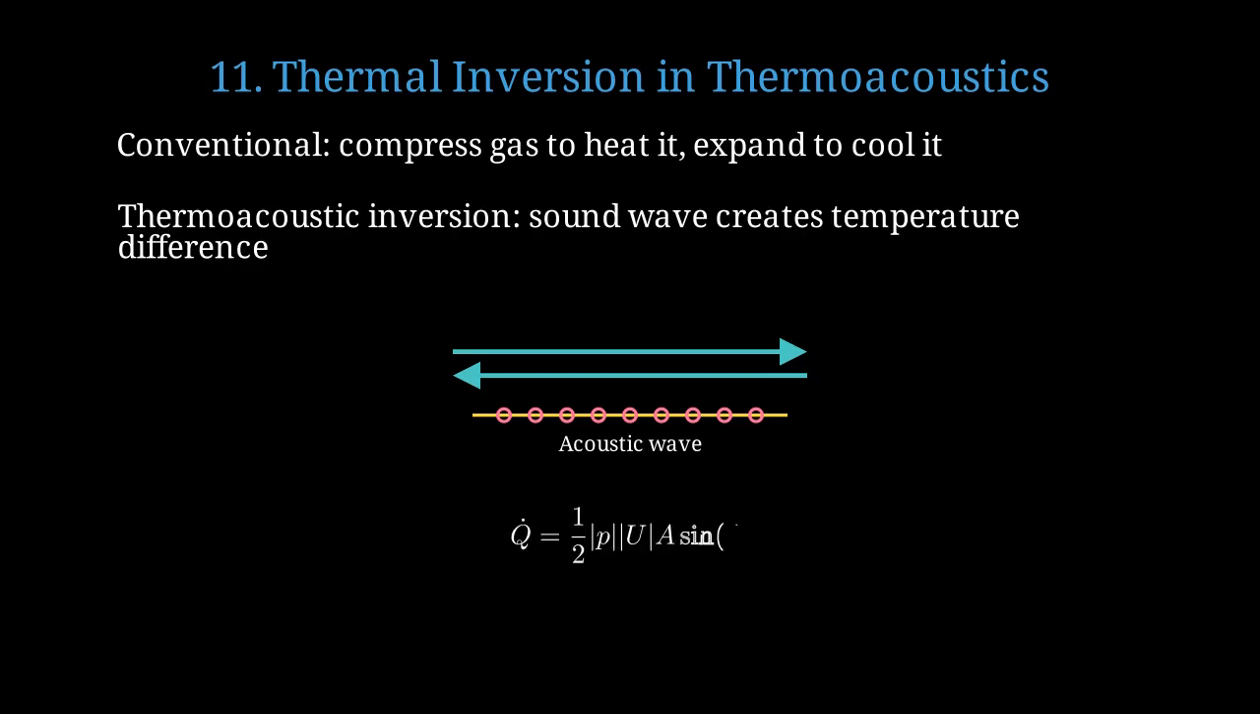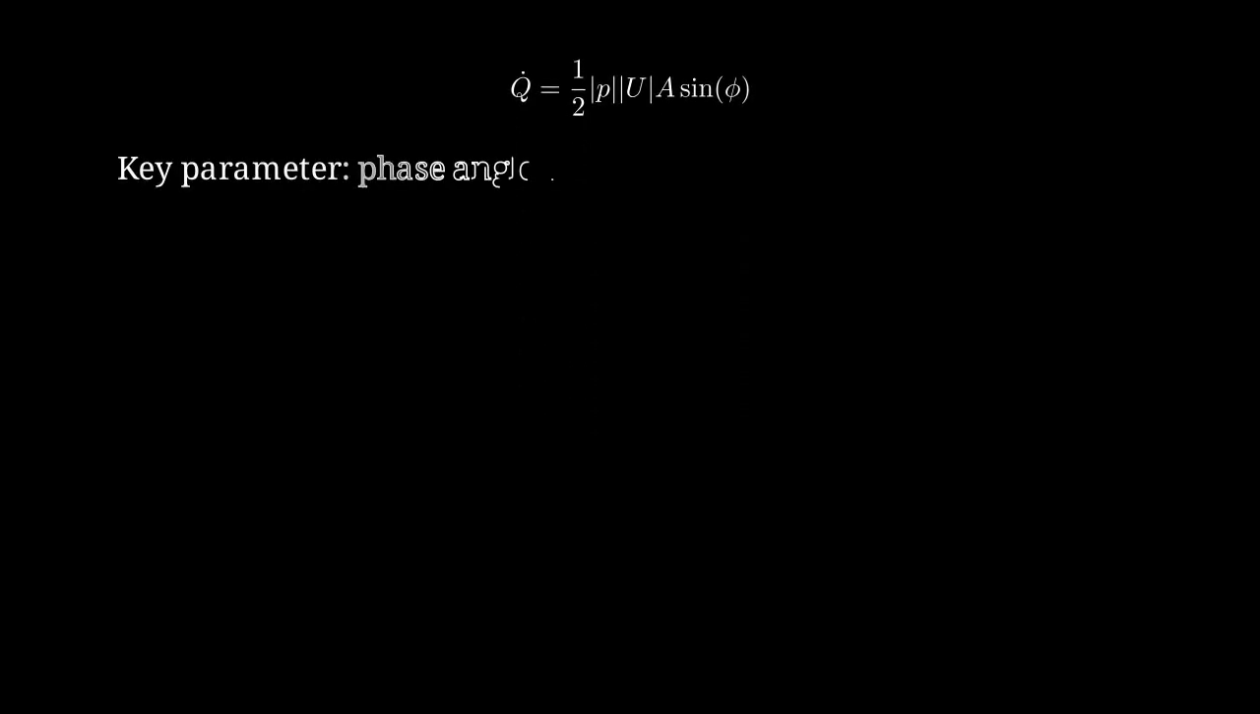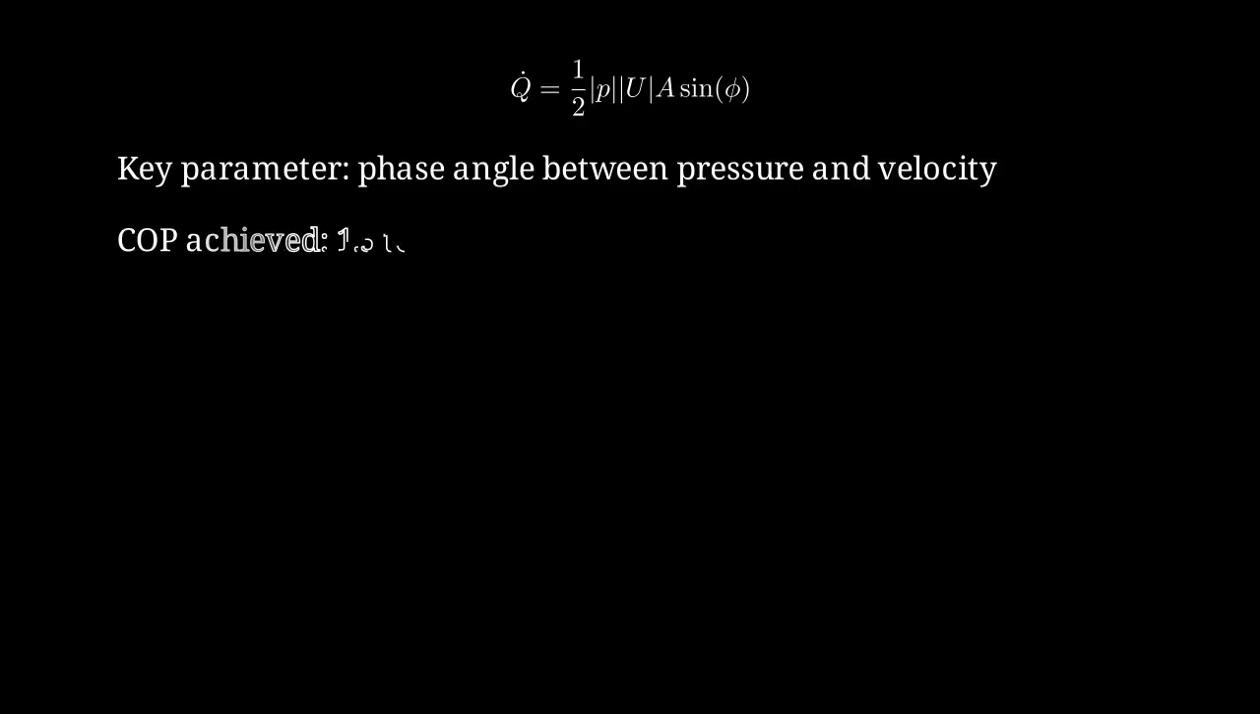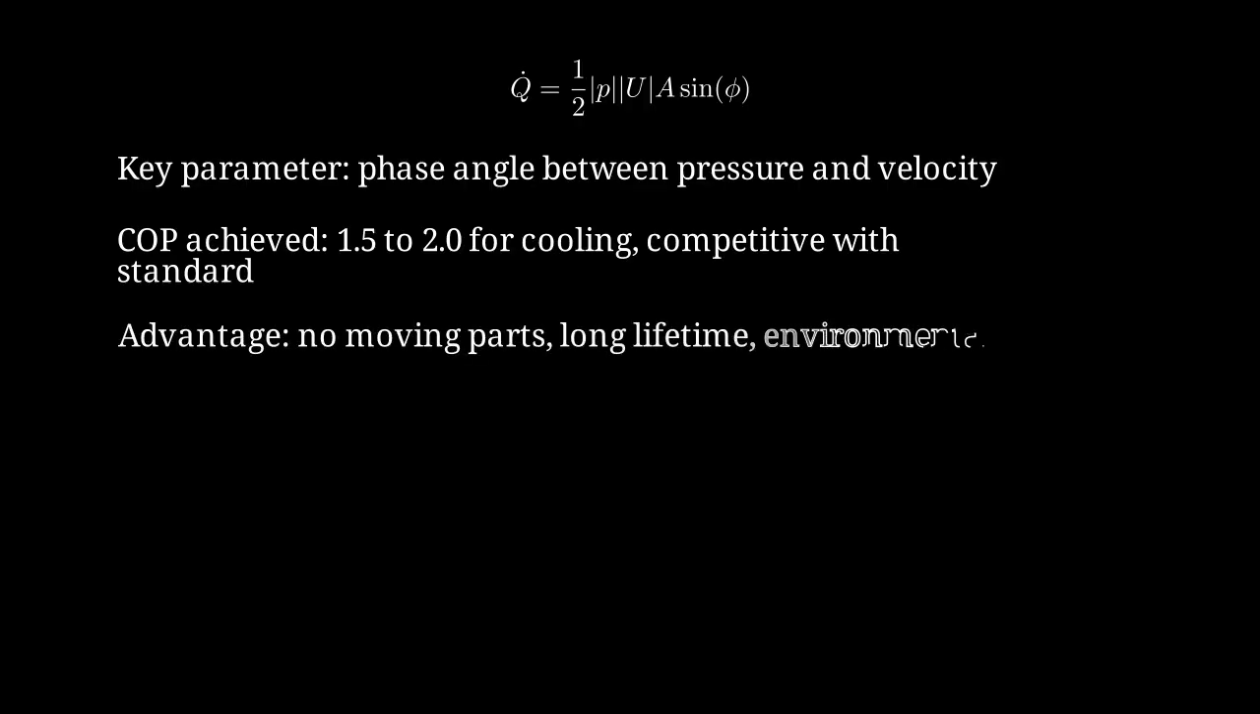Heat flux equals 1/2 times pressure amplitude times velocity amplitude times area times sine of phase angle phi. The key parameter is the phase angle between pressure and velocity oscillations, which determines the direction of heat flow. Coefficient of performance achieved ranges from 1.5 to 2.0 for cooling, which is competitive with standard vapor compression systems. The huge advantage is no moving mechanical parts, leading to very long lifetime and environmentally friendly operation with no refrigerants.